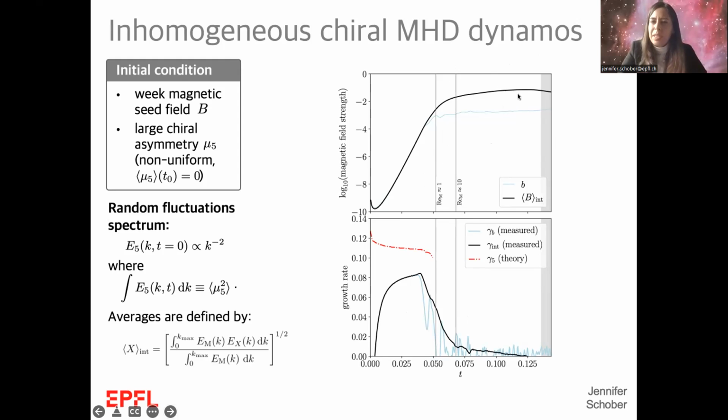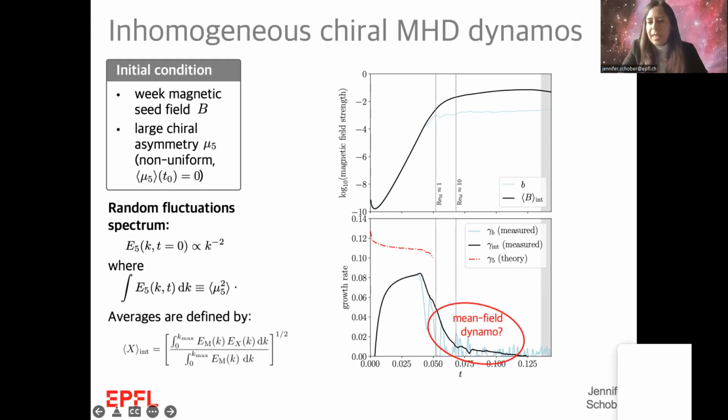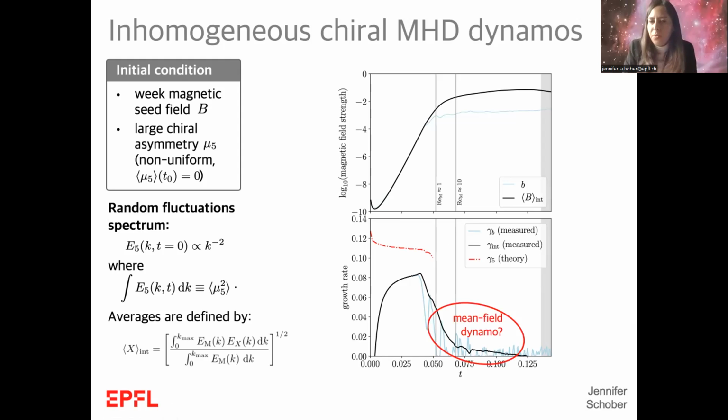And we were mostly interested then at these late times when turbulence has developed in these runs, because we could find that the magnetic field continued to grow, and we were interested in whether there are some mean field effects in these simulations, especially here at these late times. So we were interested in whether such random fluctuations in mu5 could also generate a large-scale magnetic field.